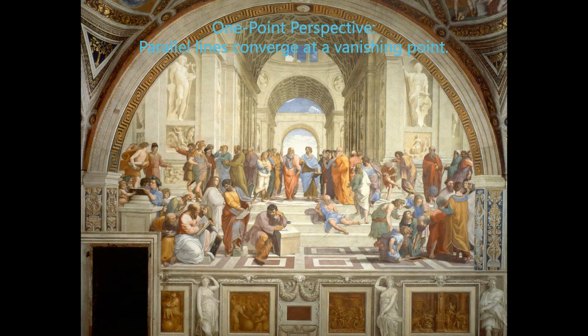This is Raphael's The School of Athens. In this work, one-point perspective is also employed. All lines in space that are perpendicular to the canvas converge at a single vanishing point on the painting. Even if it is not directly drawn, connecting corresponding points reveals hidden lines perpendicular to the canvas that also converge at this point. This is the essence of one-point perspective.